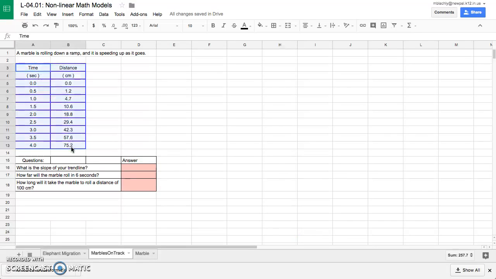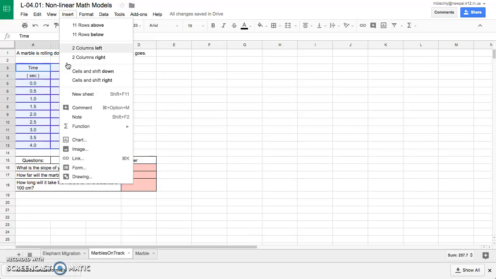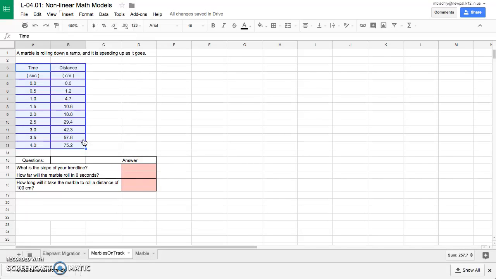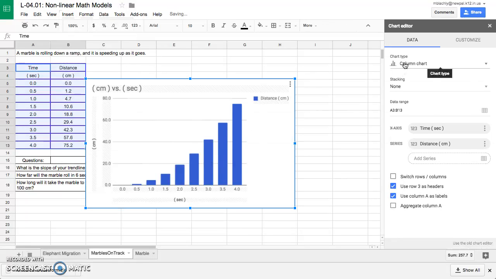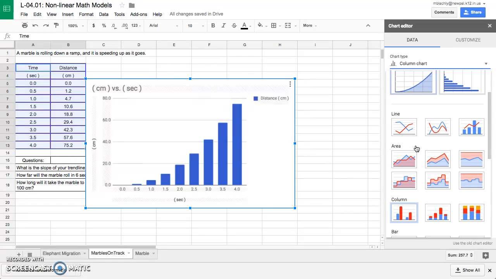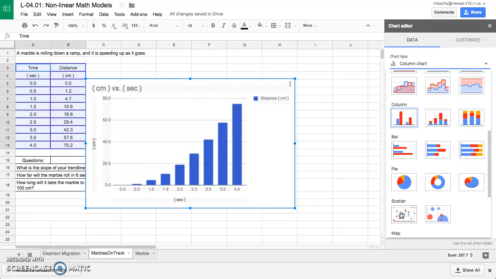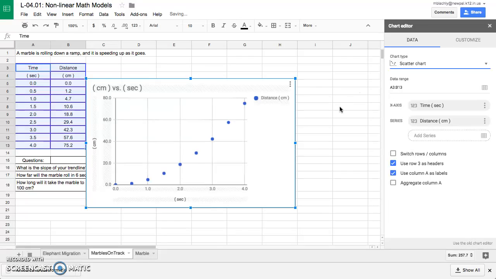So we'll highlight our data here, and we'll go to the Insert menu, and we'll insert a chart. You guys are used to this. Under the chart type, we scroll down to Scatter Plot. And here's where it gets interesting. When you look at this graph right here, it looks like it's curving. It doesn't look like a straight line.